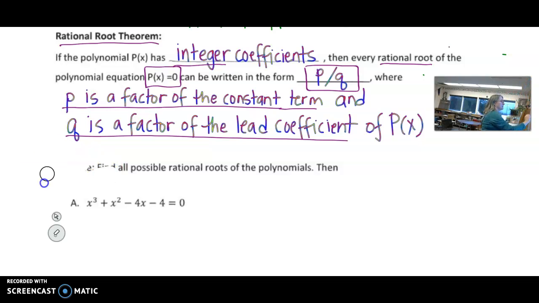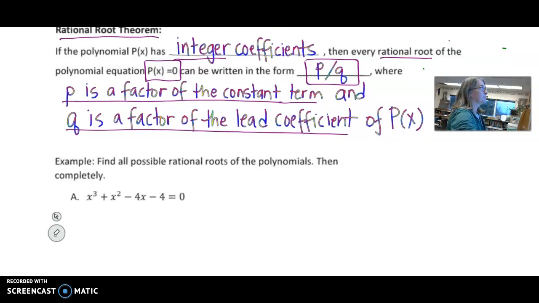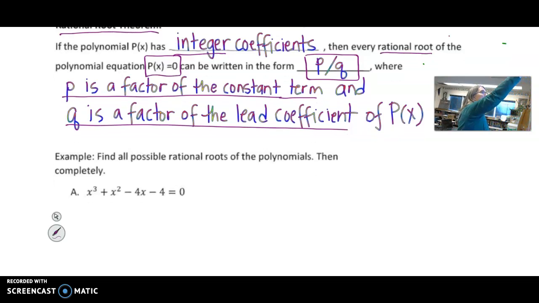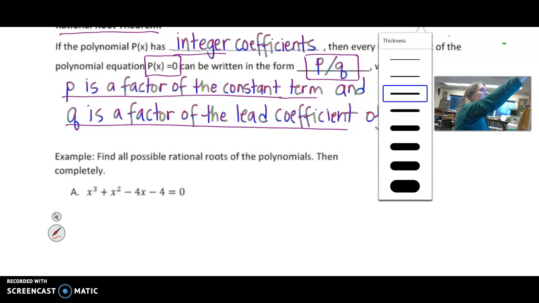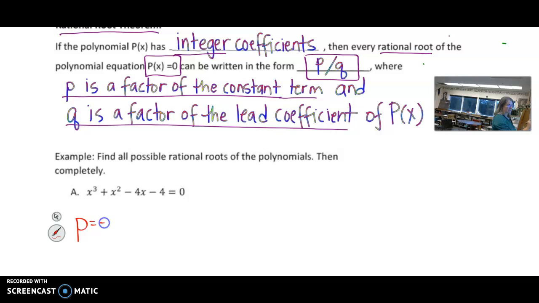All right, so we are going to do this example right here. We're going to find all possible rational roots of this polynomial for part A, x cubed plus x squared minus 4x minus 4, and then we're going to factor it completely. So our possible rational roots are going to be of the form p divided by q. P is the constant term, so p is equal to -4. So we're going to list the factors of p.